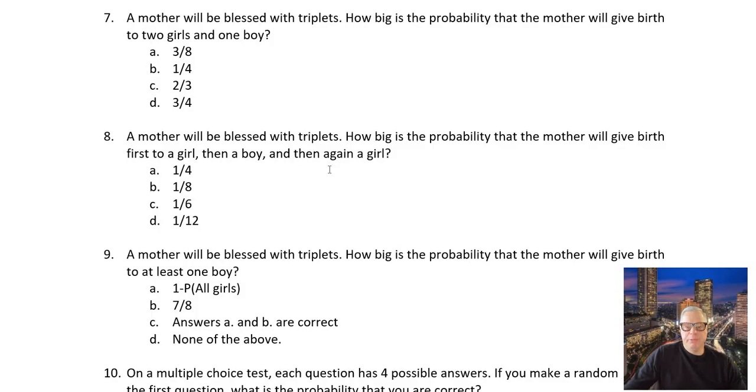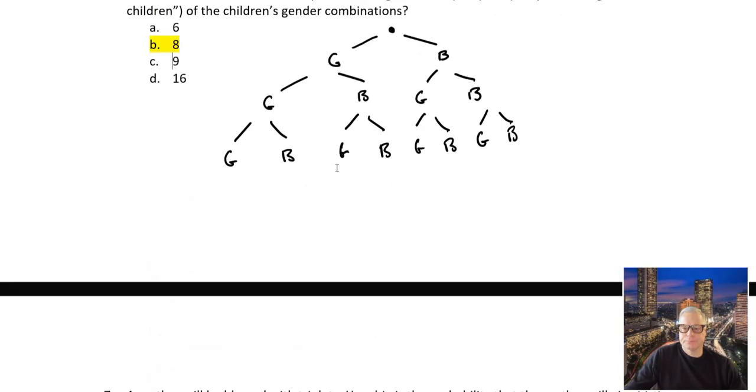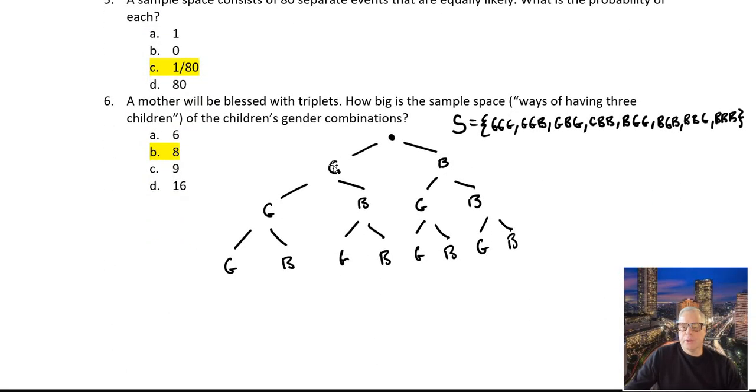So a mother will be blessed with triplets. What is the probability that the mother will give birth to 2 girls and 1 boy? Okay, so 2 girls and 1 boy. That would be here. Girl, boy, girl. Here. Girl, boy, boy. No, boy, girl, girl. Boy, girl, boy. Boy, boy, girl, boy, boy, boy. So it's 3 out of 8.